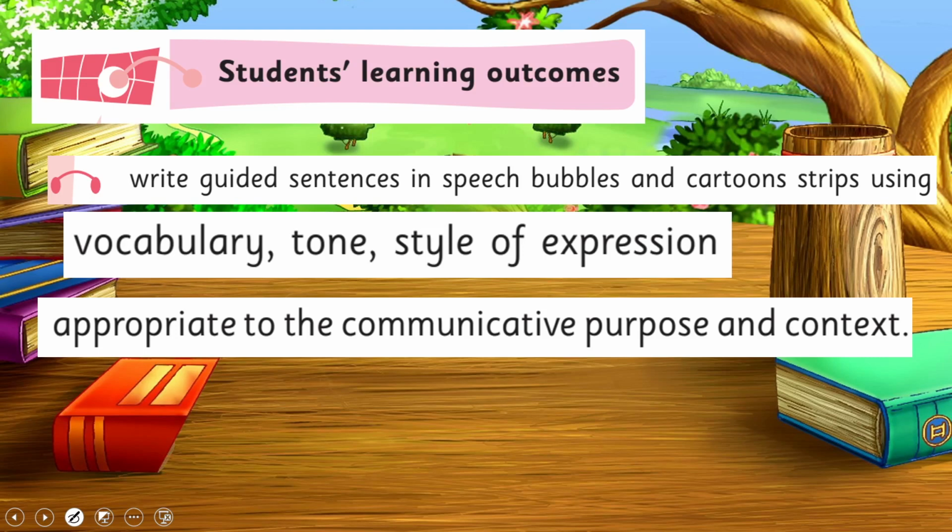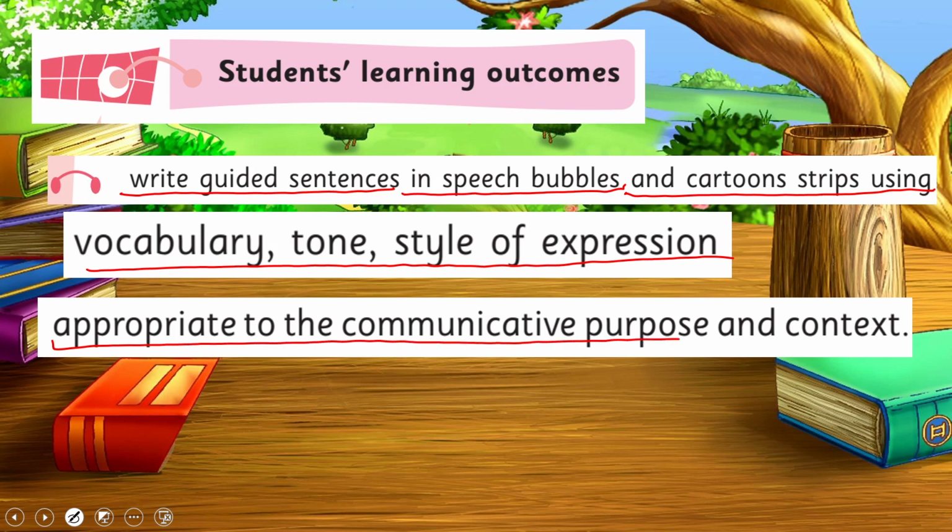And we are going to learn further to write guided sentences in speech bubbles and cartoon strips using vocabulary, tone, style of expression, appropriate to the communication purpose and context. This is our today's SLO.